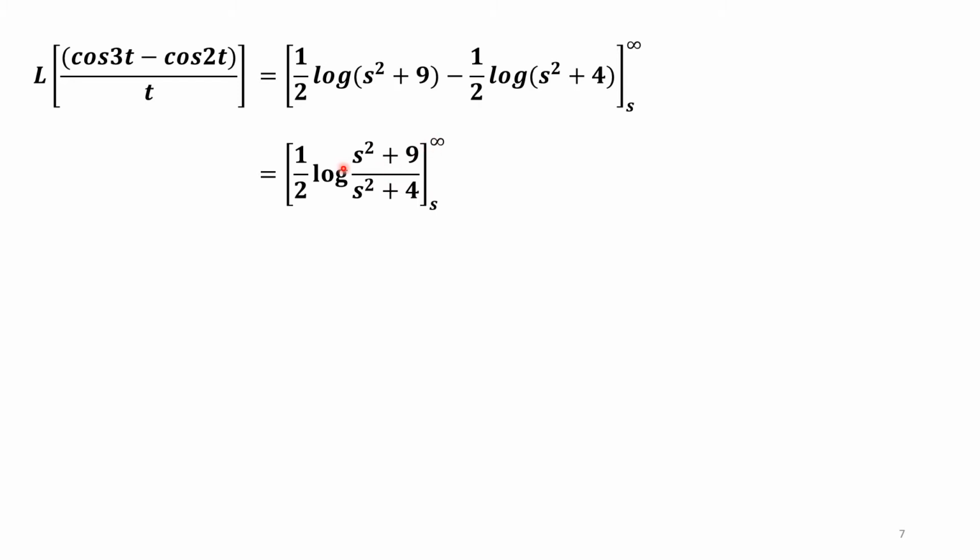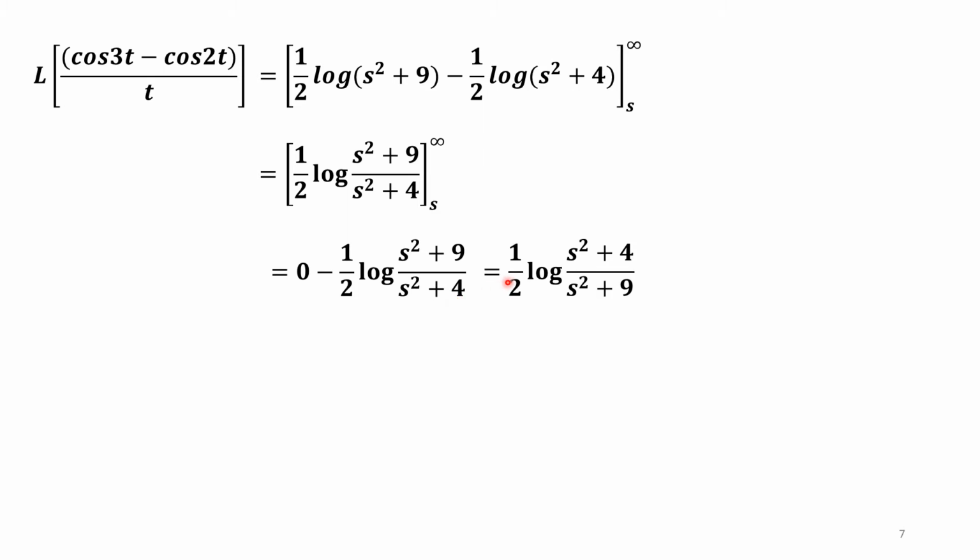We have done in detail in the previous lecture what is the value when we apply the upper limit as infinity. So in the same way, when we do that particular method, we will get the upper limit to be equal to 0 and the lower limit to be equal to s itself. So we will get 0 minus half into log of that. Now to remove this minus sign, I can take the reciprocal of this fraction. So we can write half log of (s square plus 4) upon (s square plus 9). So we have got L of (cos 3t minus cos 2t) upon t is equal to half log.